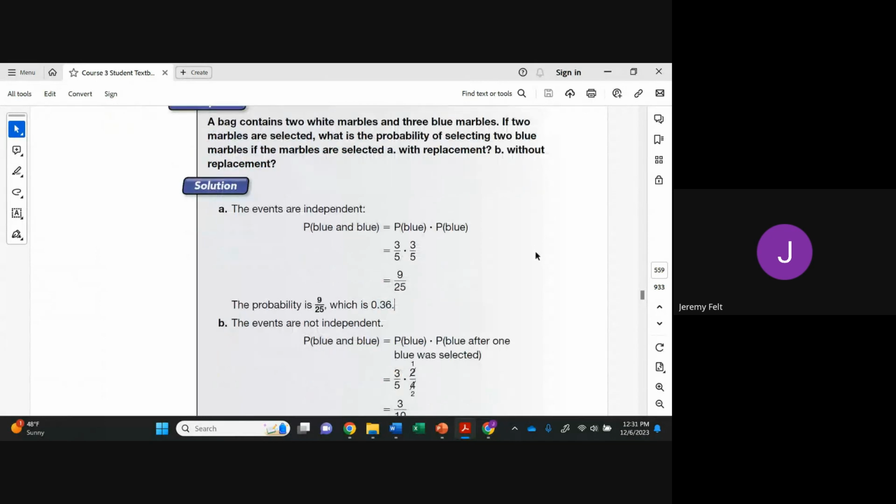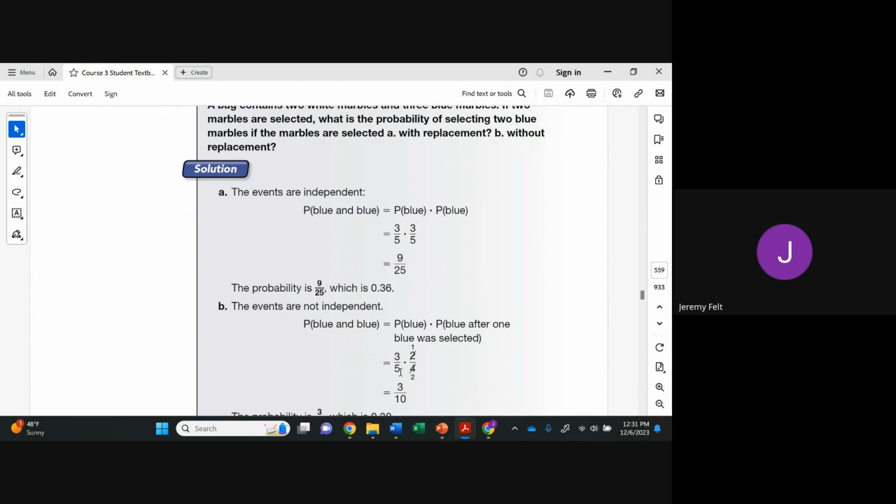Okay. Without replacement, so we draw a marble out and we keep it out. Well, now the total number of marbles in the bag is different for event B than it was for event A. And also the number of blue marbles is different. So the second event is going to have a different probability. So still 3 in 5. Blue, we have 3 of our 5 are blue, so a 3 in 5 chance.